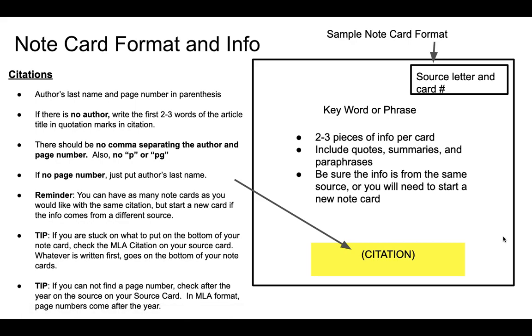And then just another one, if you cannot find a page number for some reason, one thing that you can do is check the year on your source card. Usually the year comes right after the date, so check that. And also just check the top of the actual article for page numbers. Just don't assume that there's not one.